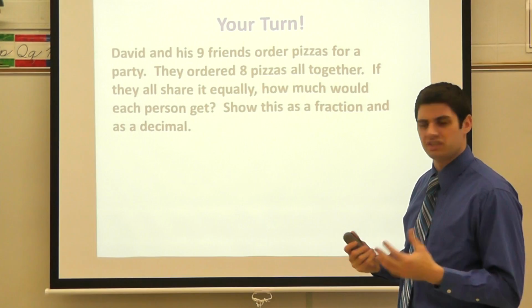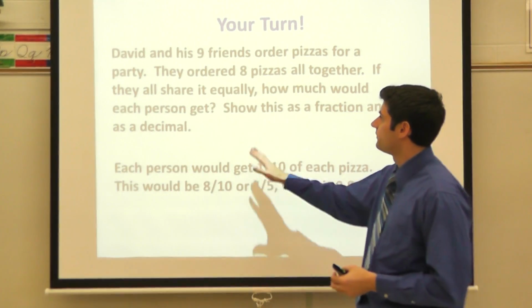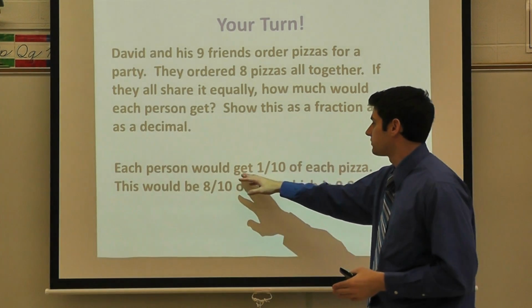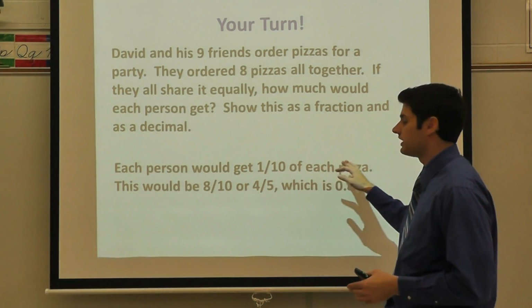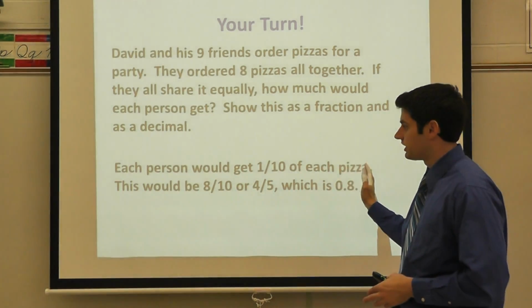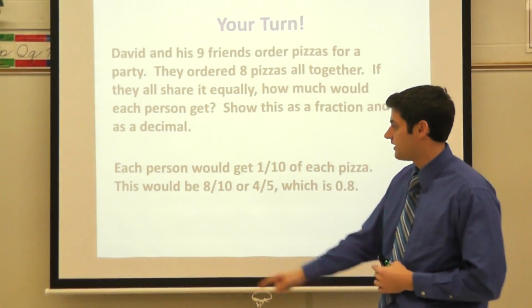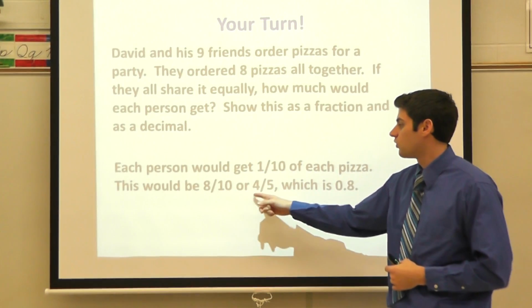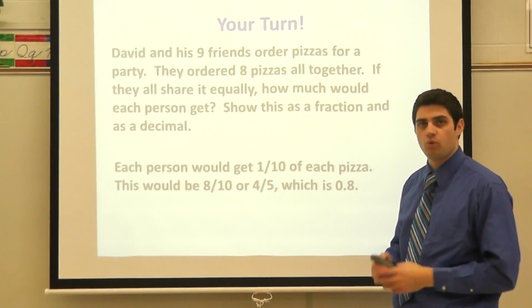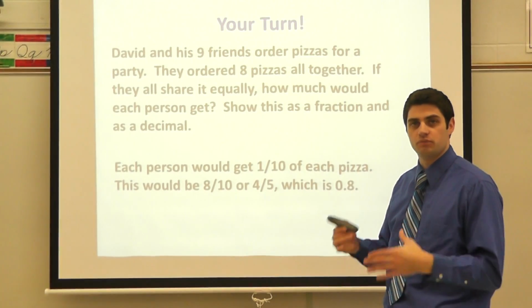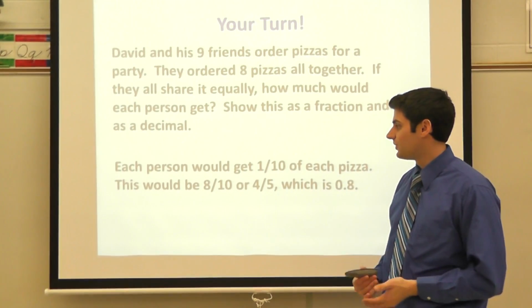All right, let's take a look at this. I know that if there's 10 friends, and there's 8 pizzas, each person's going to get 1/10 of each pizza. But there's 8 total. So if there's 8 total pizzas, and we're each getting 1/10, this would be 8/10 or 4/5, which is 0.8. So each friend is going to get 8/10 of a pizza if we were to share it equally.